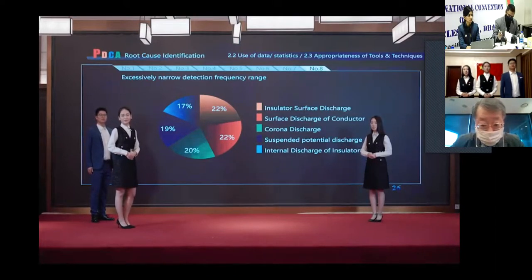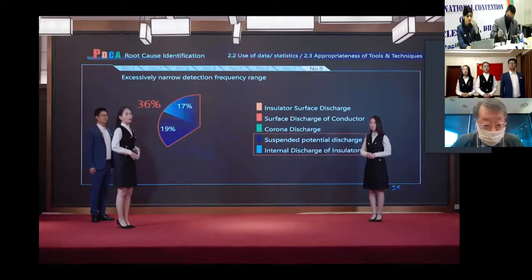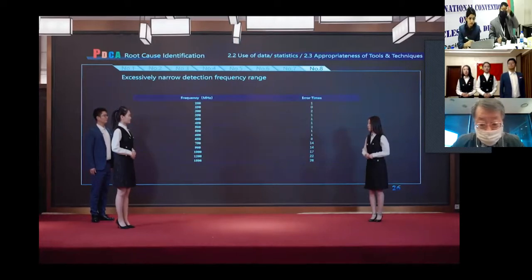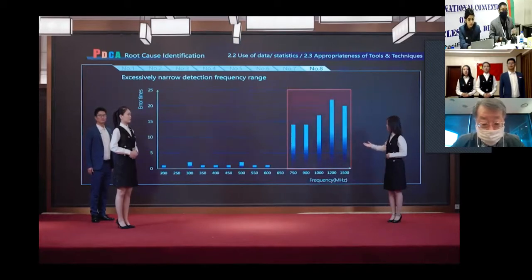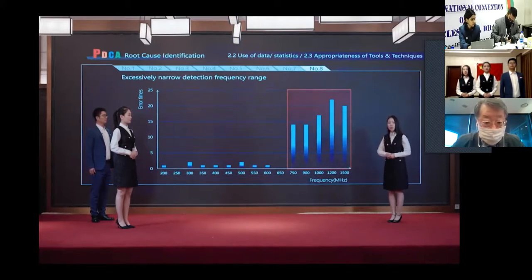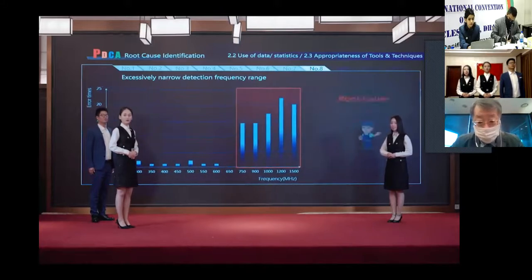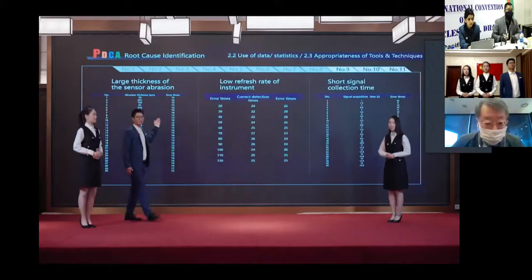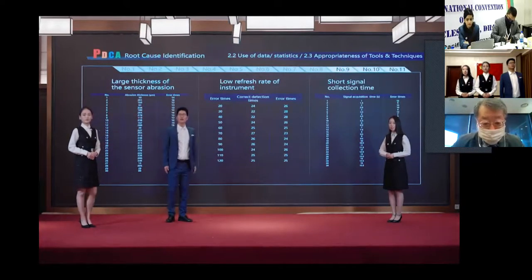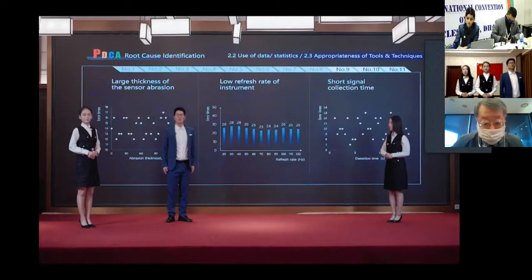According to investigation, 36% of partial discharge signals cannot be detected. Then we conducted simulation tests and found that when the signal frequency is over 700 MHz, the error times of signal acquisition will increase greatly. Such a great impact on the cracks. It's another root cause. As to number 9, 10, and 11, we conducted simulation tests through the control variable method.